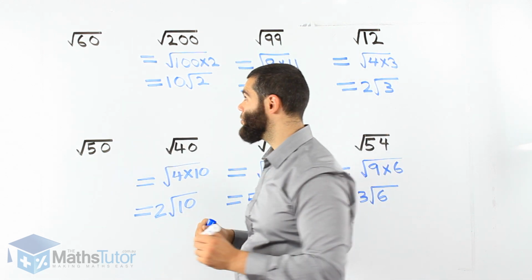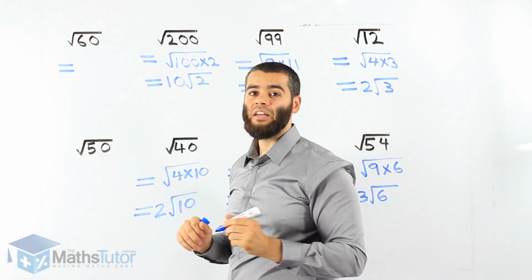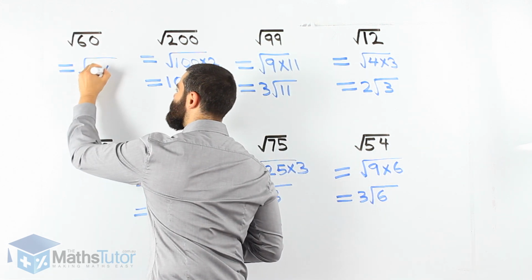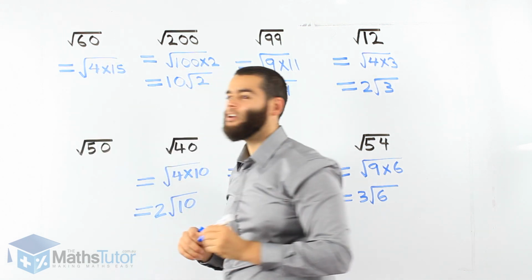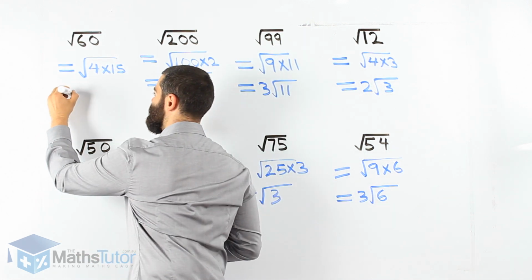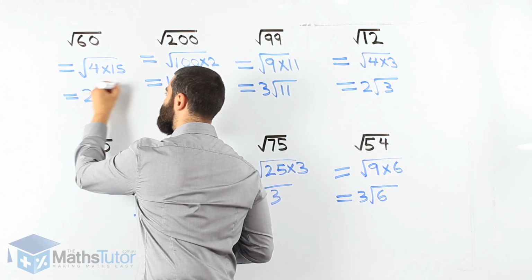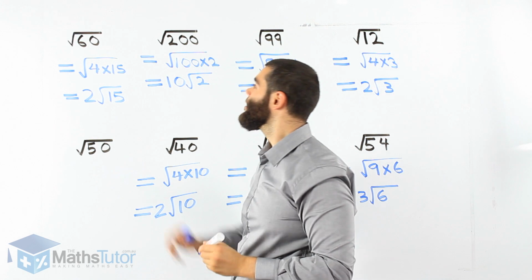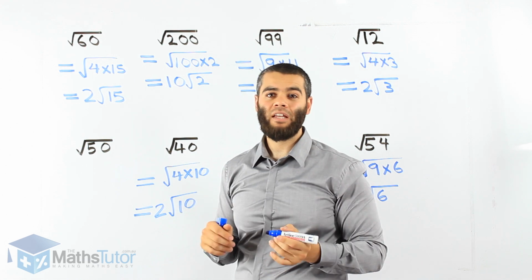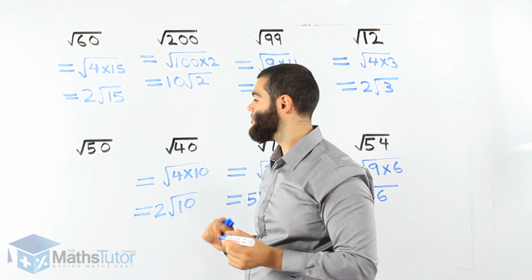The square root of 60. Two numbers that multiply to get 60. One of them must square root. 4 times 15 makes 60. Which one square roots? The 4. The 4 comes out, its square root becomes a 2. So 2 root 15, that's our final answer. If you put root 60 in your calculator and you put 2 times root 15 in your calculator, you're going to get the same irrational number. It's a long answer, but it's a simplified way of writing this surd.